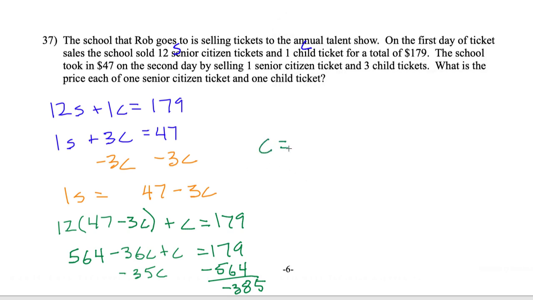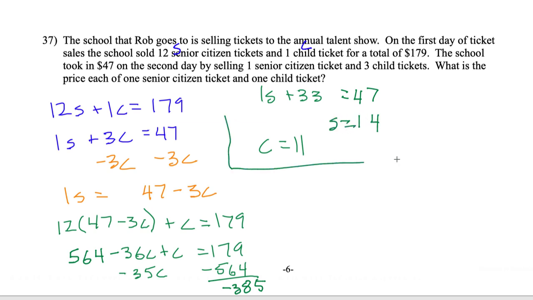So C is equal to 11, and I have to plug it back into one of these. If this is 11, that's going to be 1S plus 33. 1S plus 33 is equal to 47, and subtracting 33 on both sides, I get 14. So S is equal to 14, and there is the final answer.